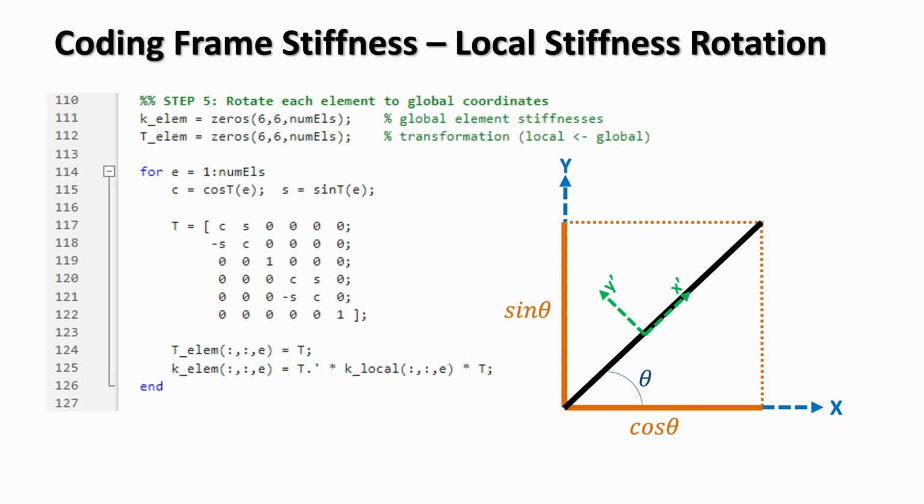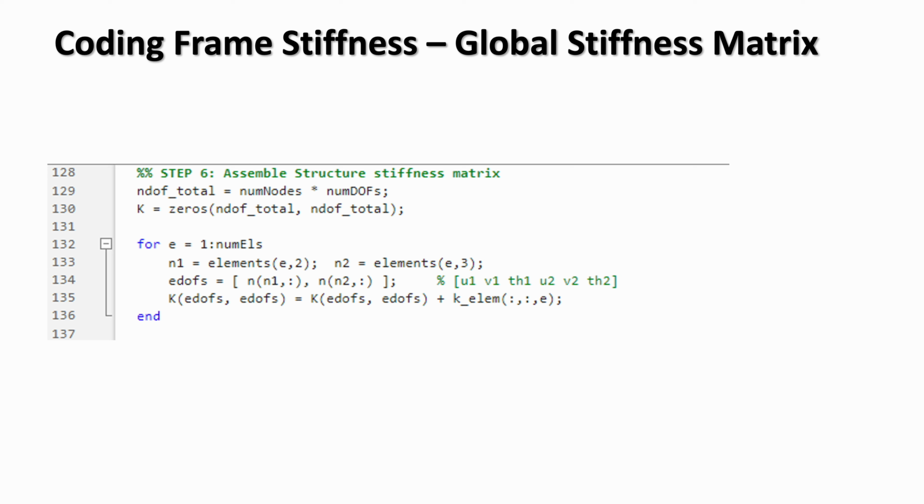The element is oriented at an angle theta, and the transformation uses the cos theta and sine theta to express its stiffness along the global axes. This step is crucial because it allows elements of any orientation, vertical, horizontal, or inclined, to be combined consistently in the global structural system. With all the element stiffness matrices now expressed in global coordinates, we can assemble them into the global stiffness matrix for the entire structure. This brings together the behavior of every element and enforces compatibility between them.